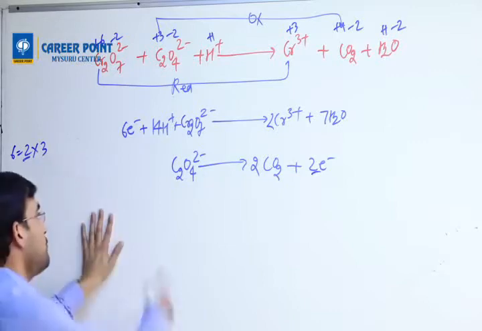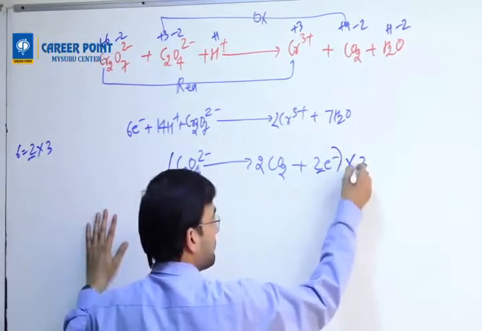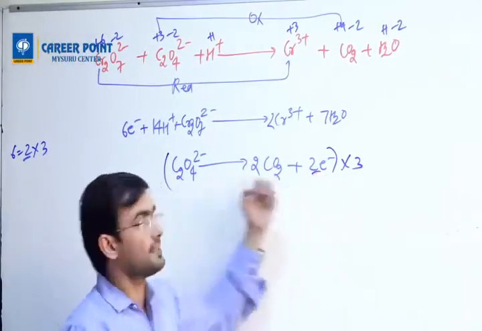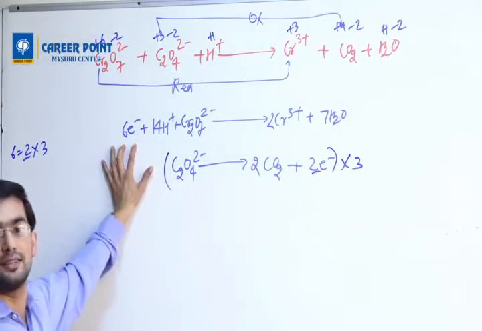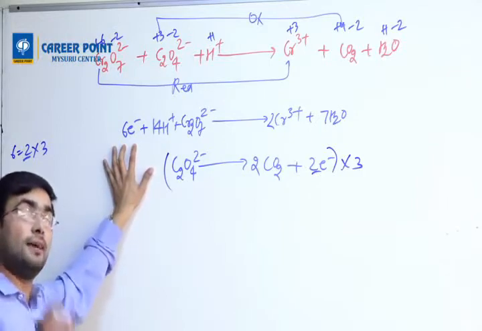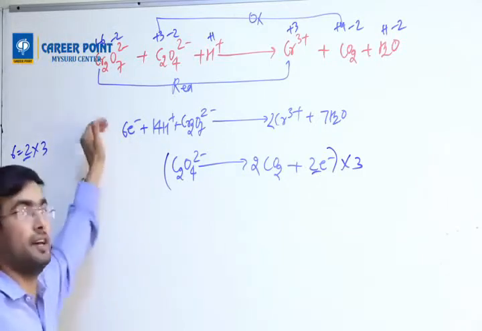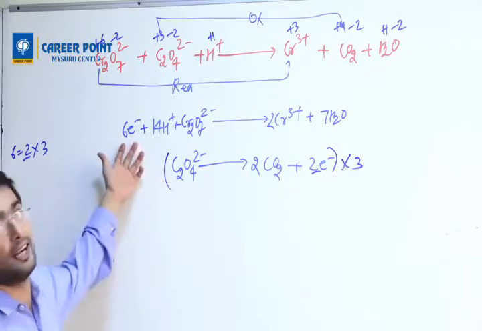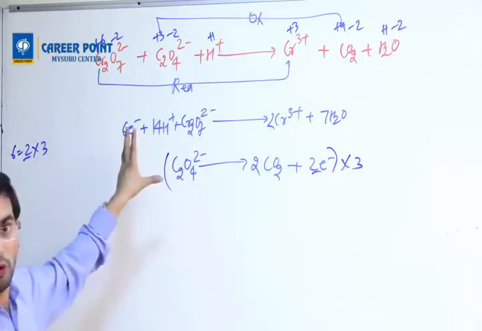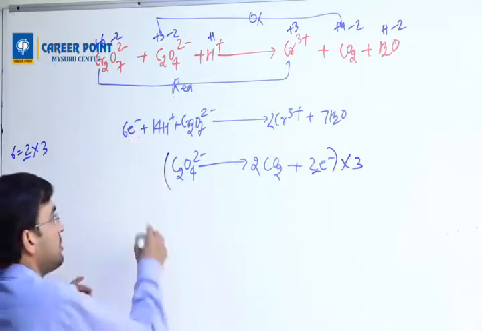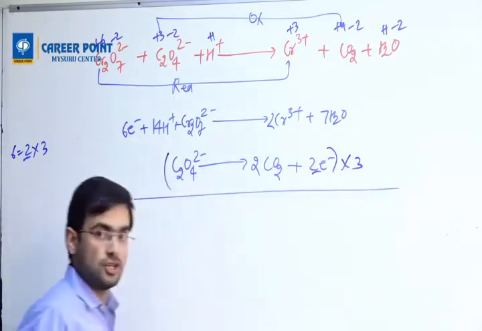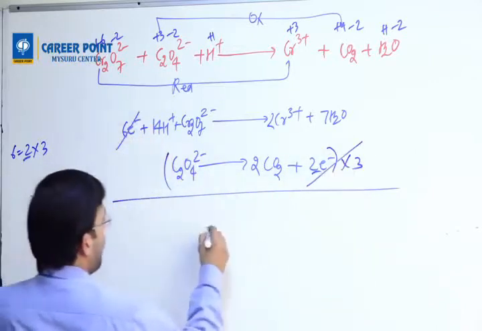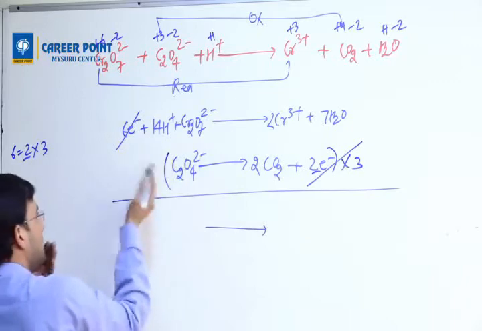If you multiply this by 3, then this will become 6. It means in all reactions I don't have to multiply both reactions. Sometimes I will multiply only one reaction, sometimes both. Understood? It depends on the individual situation. This will become 6, 6 will get cancelled. One arrow this side, right side, whatever is here, I write it here.